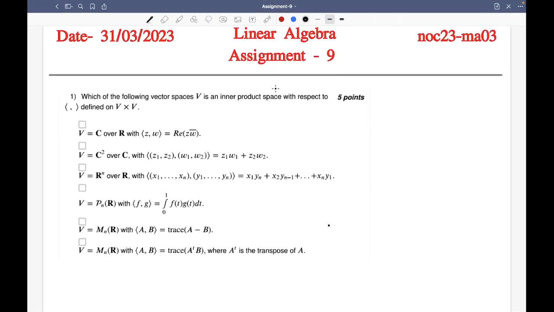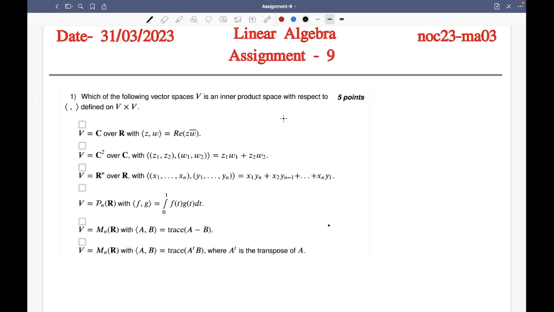Okay, so today we'll solve assignment 9 for the course Linear Algebra NOC 23 MA03. Let's start with the first question. So what is the first question? It asks which of the following vector spaces V is an inner product space with respect to the inner product defined below on V cross V. So you have to check the following options, and among them which are inner products.